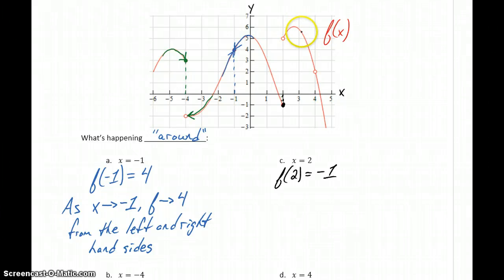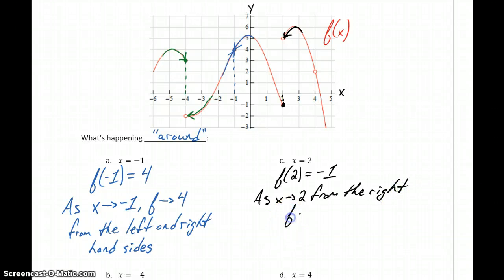And then again, we want to consider the behavior as we approach from the right-hand side. In this case, as we trace that graph from the right-hand side, even though the function is not defined there, we're getting closer and closer and closer to this value of 5. So as x approaches 2 from the right-hand side, our function value is approaching 5.